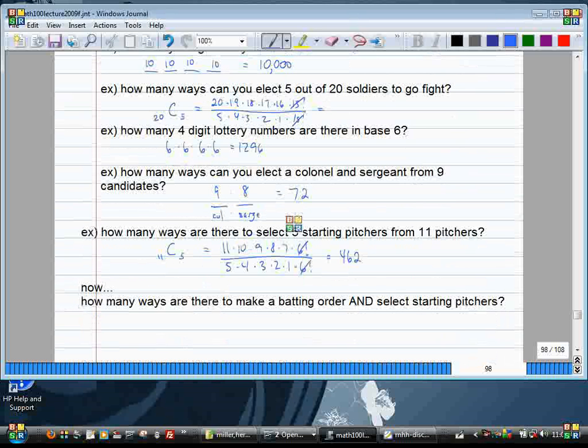So you notice I asked two different baseball questions. The first one I said is, how many ways are there to make a batting order? And then I said, how many ways are there to select 5 starting pitchers? So now managers actually have to do both of these things. You've got a roster with 14 hitters and 11 pitchers. First of all, you have to make a batting order, and you also have to select your starting pitchers. So how many ways are there for a manager to do both of these things?